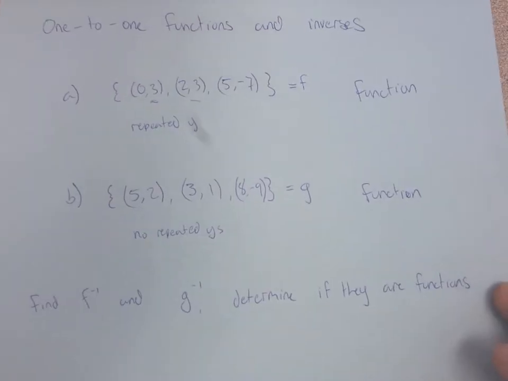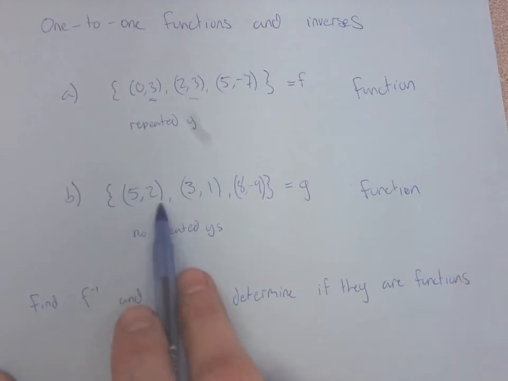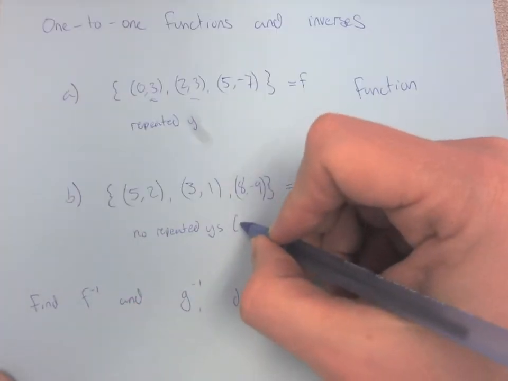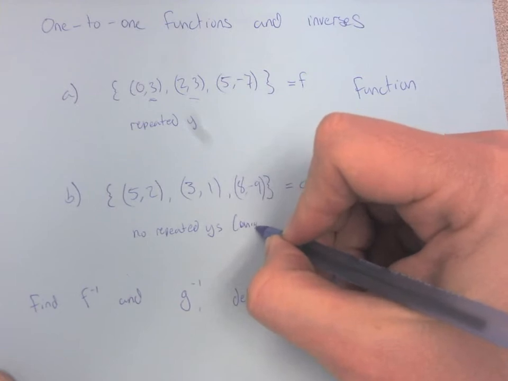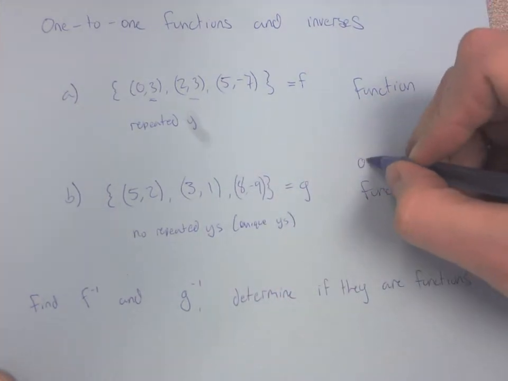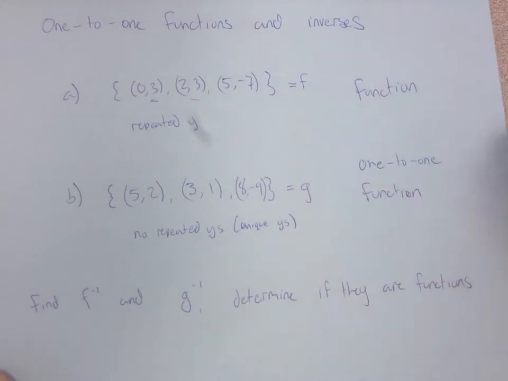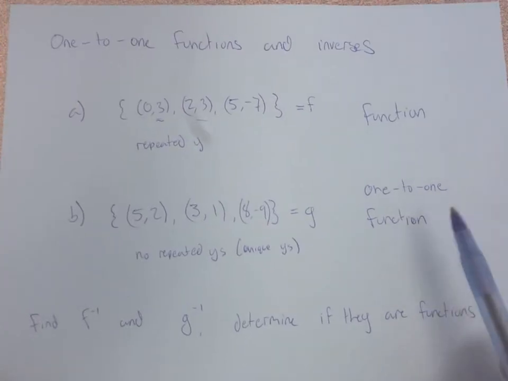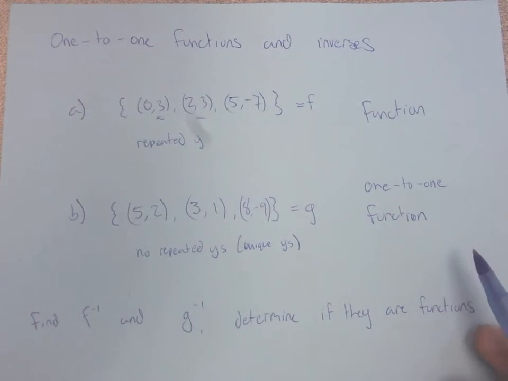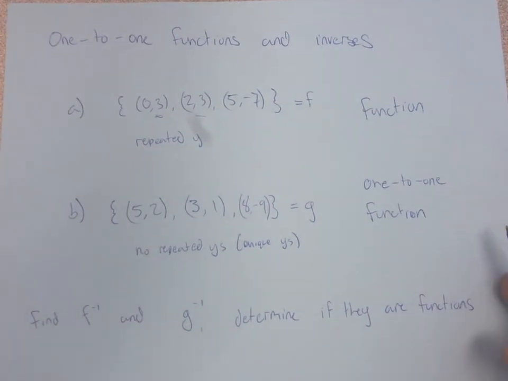So again, still both functions. This one is special because it has no repeated y's, or in other words, all the y's are unique. So another way to say that is unique y values. This one is what we call a one-to-one function. So they're both functions, but this one's a special kind of function that we call one-to-one because it has unique y values or no repeated y values.